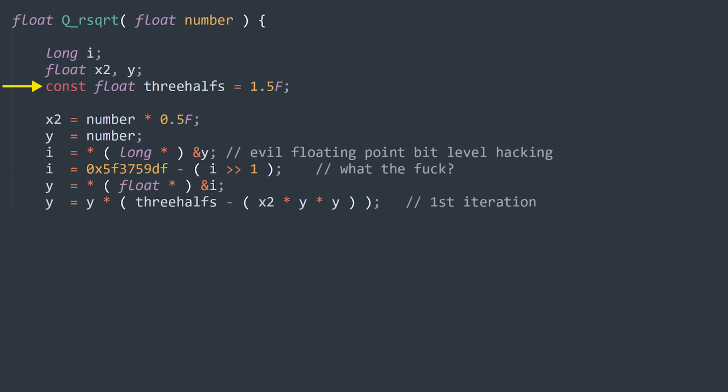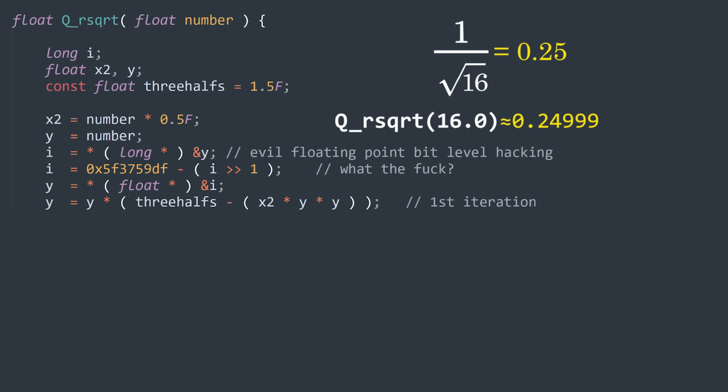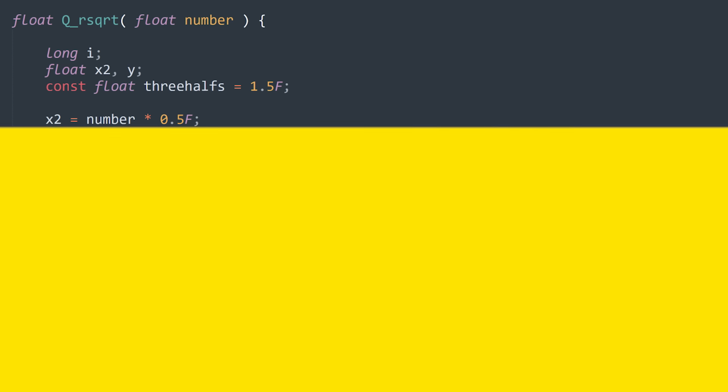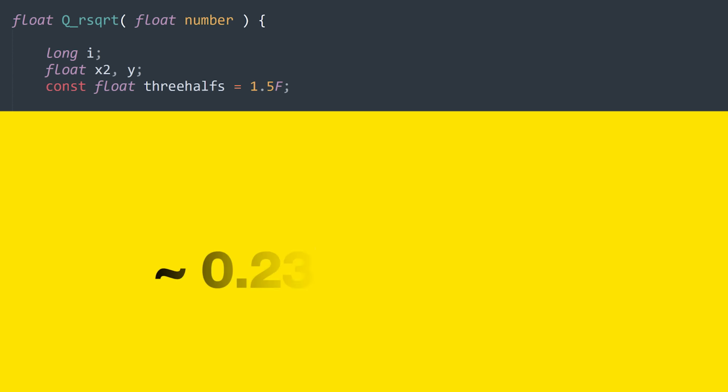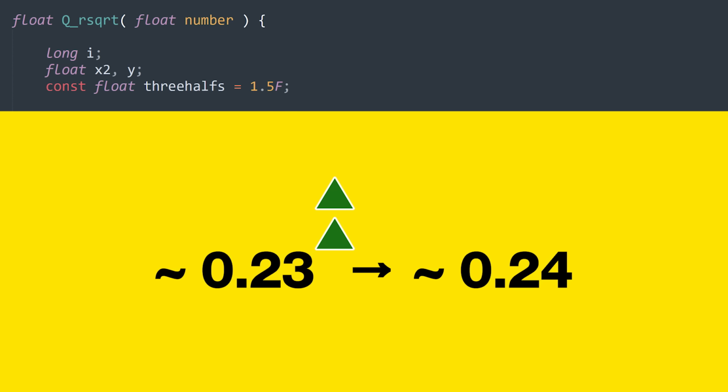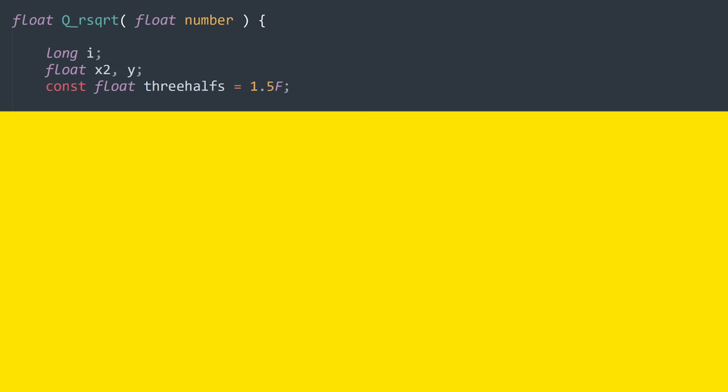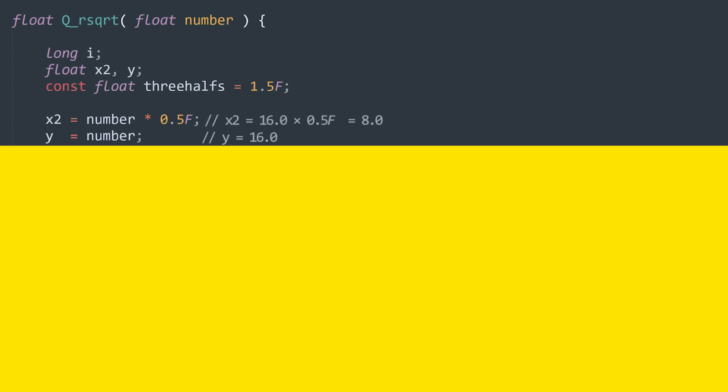We will iterate through the code line by line to approximate the inverse square root of 16, which is 0.25. The first 3 lines are variable declarations used in the end to refine the approximation. For example, if our solution is 0.23, these will improve the accuracy to 0.24. We then store our number 16 in the variable y, and its half in x2.